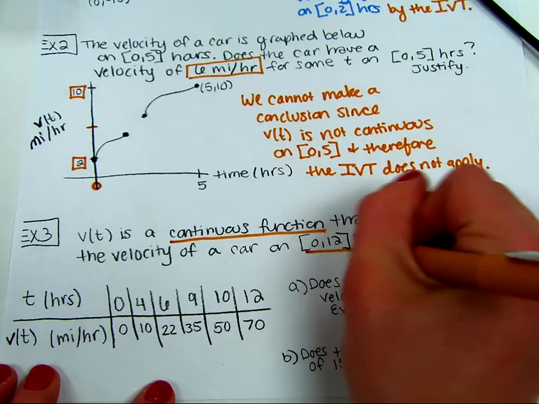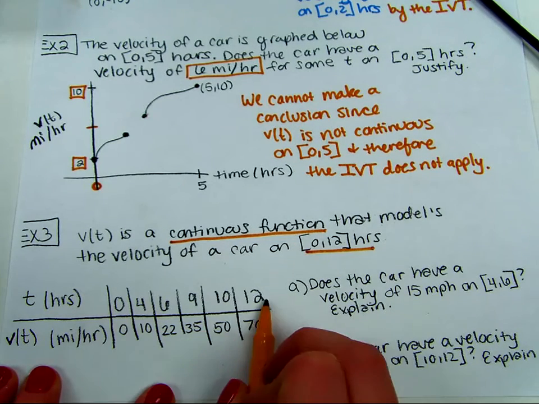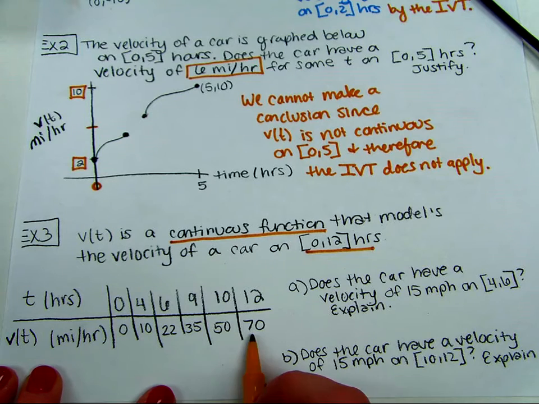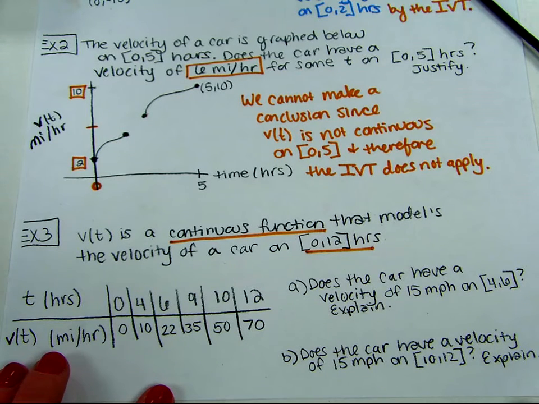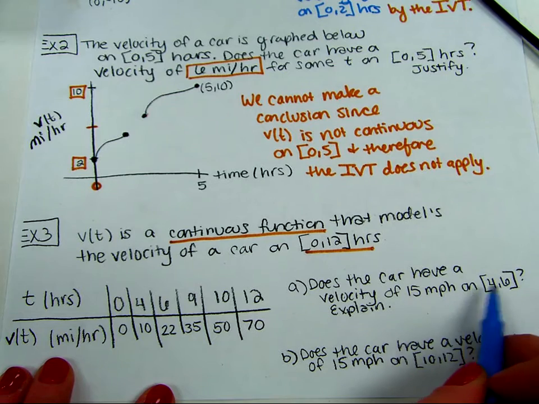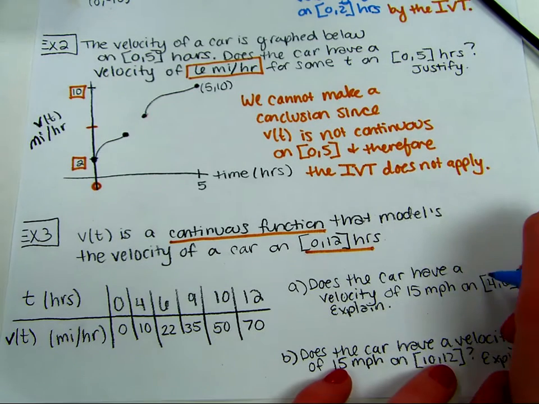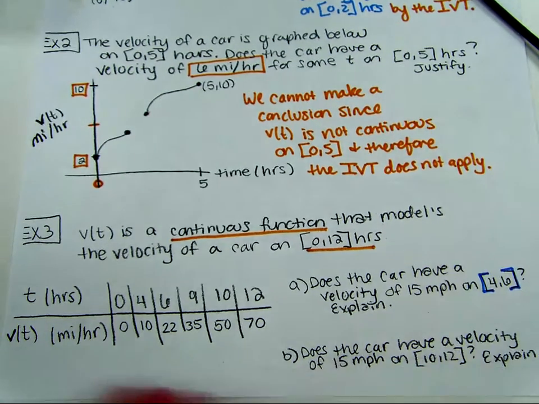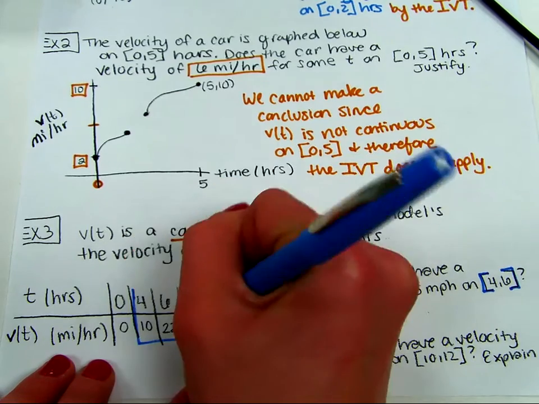It says on 0 to 12 hours. That's exactly what our table is for. We have some velocities listed here. So over here I have some questions. Does the car have a velocity of 15 miles per hour on 4 to 6? Explain. So be really careful about that. 4 to 6, that's right here.